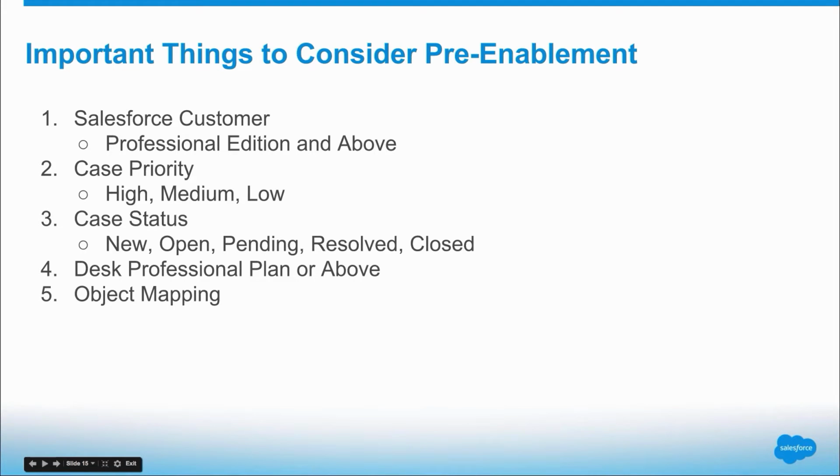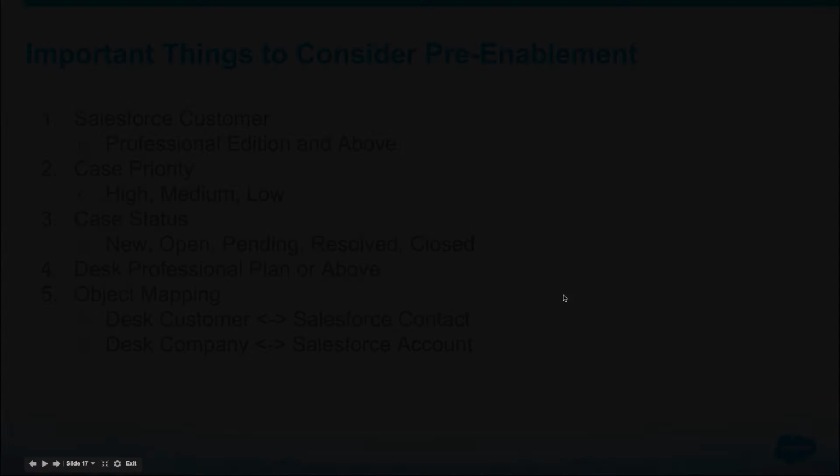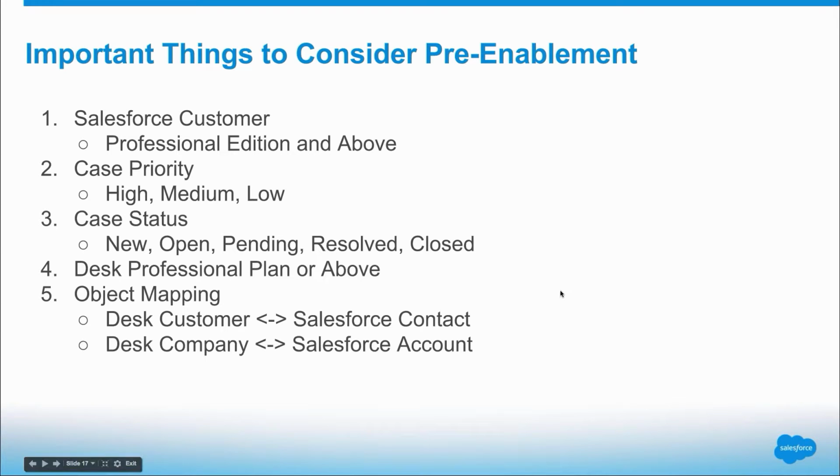Next, I'm going to talk about object mapping. I showed you a PowerPoint slide before of the 3 standard objects that we sync from Salesforce. I want to actually talk a little bit more in depth about that. So the Salesforce contact maps over to the Desk customer. The Salesforce account maps over to the Desk company. And lastly, the Desk case maps over to the Salesforce case, so the native case object in Salesforce.